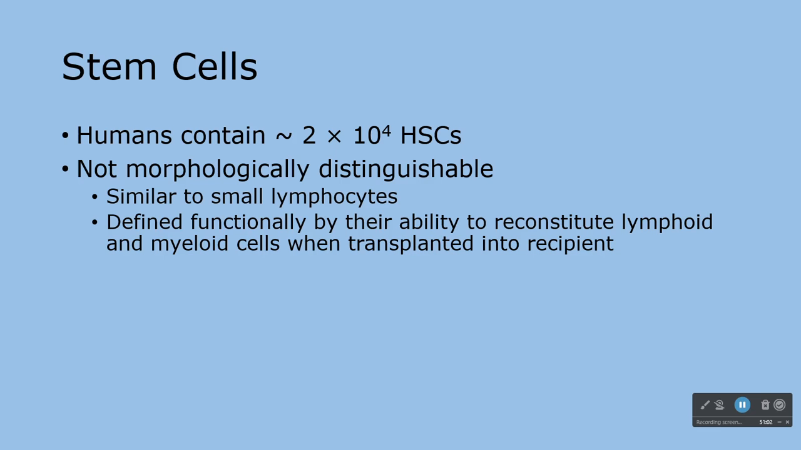Okay? A lot of your instruments now actually do a 6-part diff. They'll do 5 parts. Well, actually, they do 7, because most of your instruments nowadays can actually detect nucleated red blood cells. Okay? And it's all based off of the size and shape of the lasers and how they interpret the results.